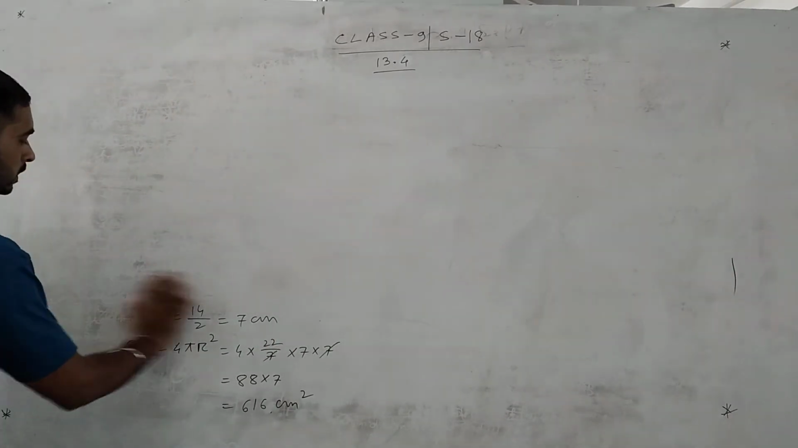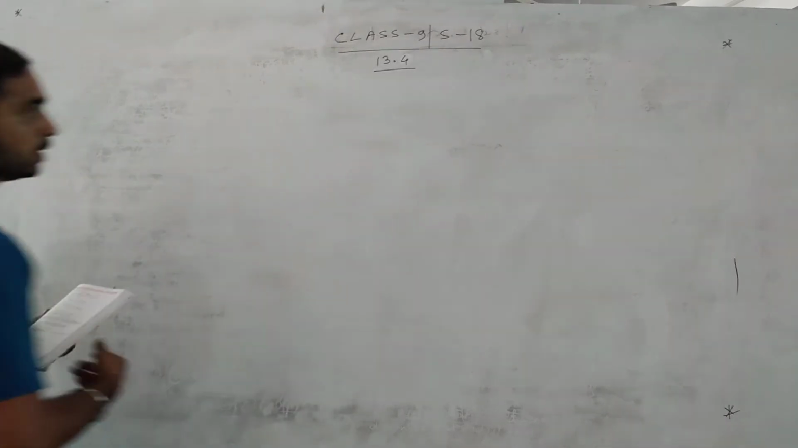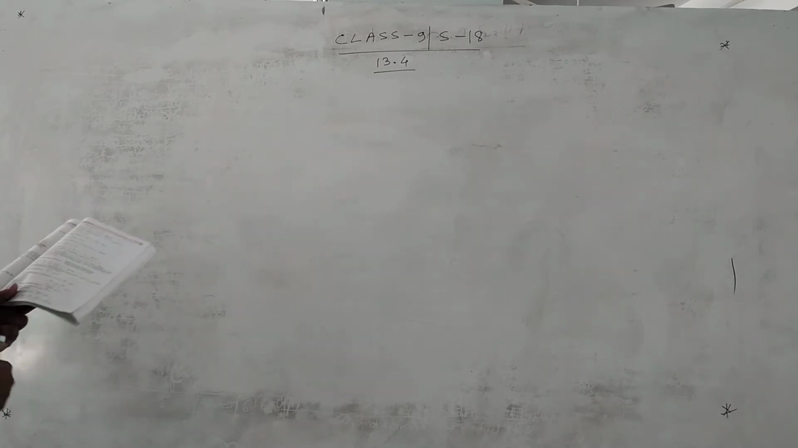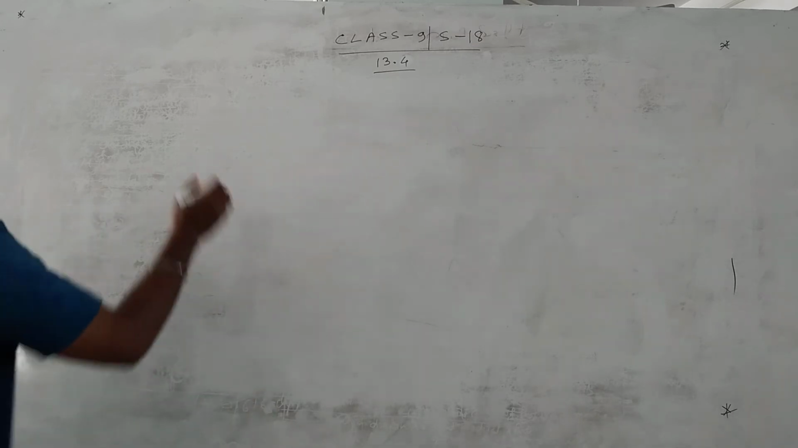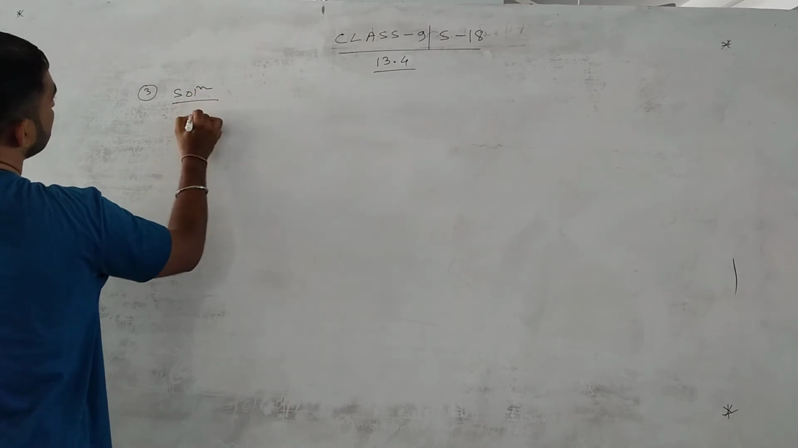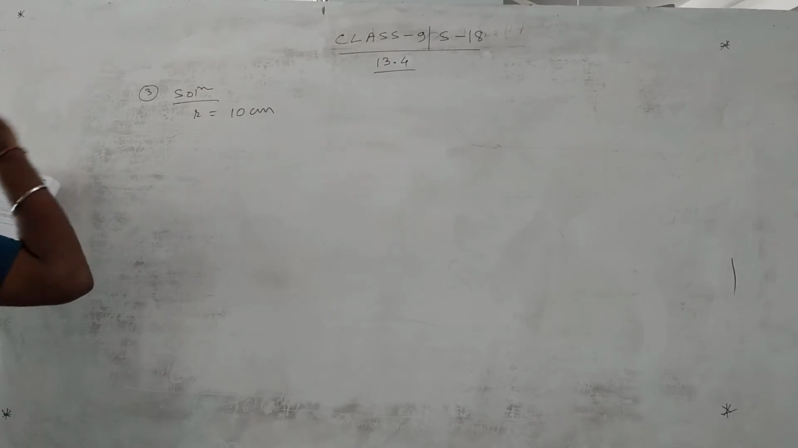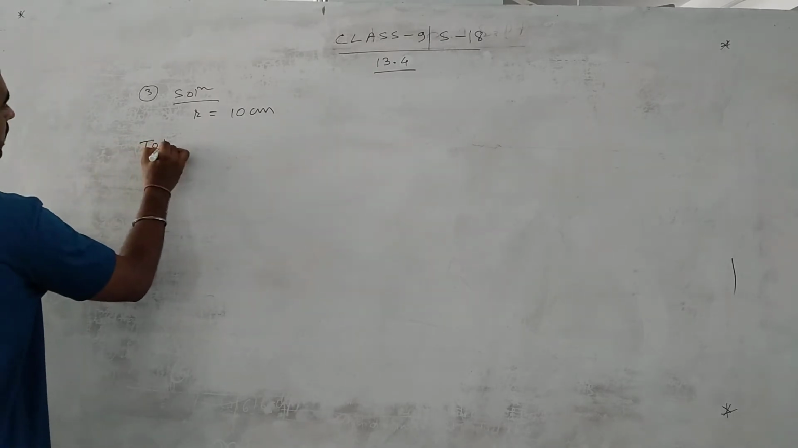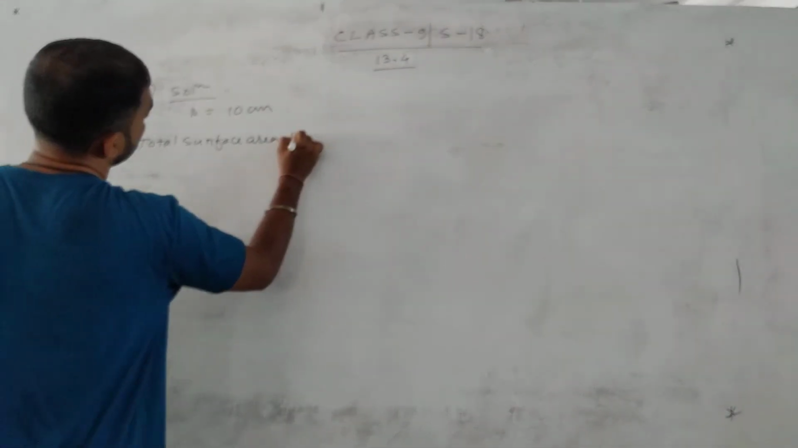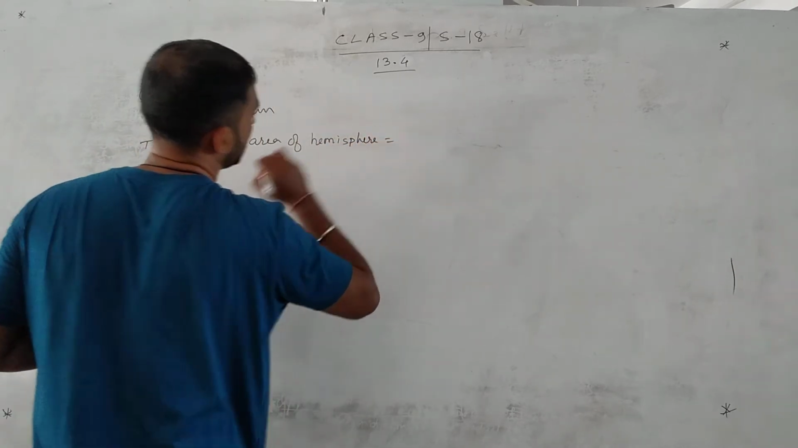Now next is question number 3. Question number 3, find the total surface area of a hemisphere of radius 10 centimeter. Okay, now here hemisphere, radius is given, radius equal to 10 centimeter. So radius given, find the total surface of hemisphere. So total surface area of hemisphere.